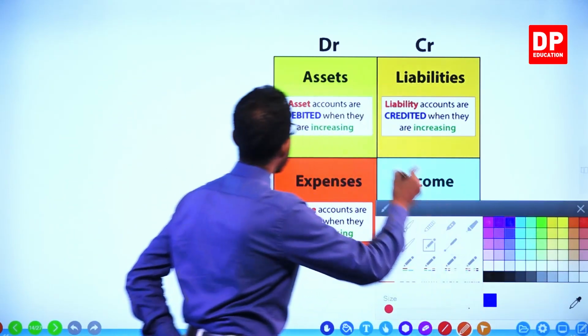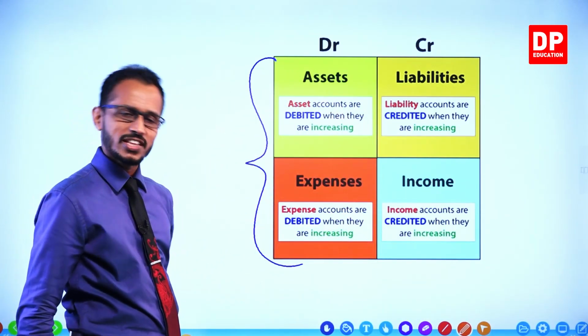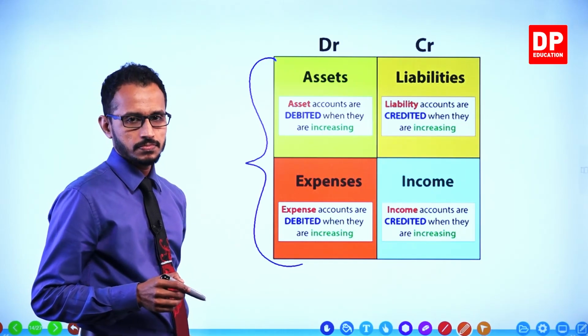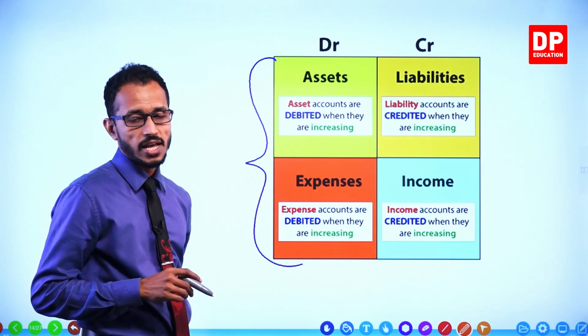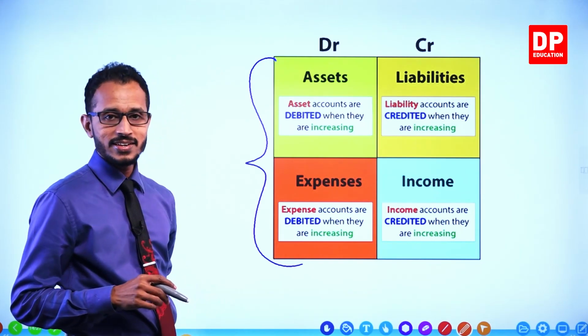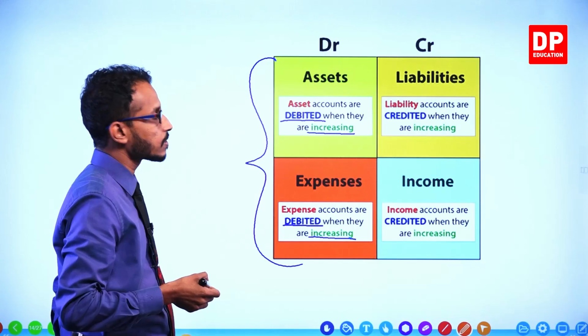Expenses couple up with assets. Couple up. That means they are on the same side. Right? When assets are increasing, those asset accounts are debited. Same for expenses too. When expenses are increasing, those expense accounts are debited. Alright.